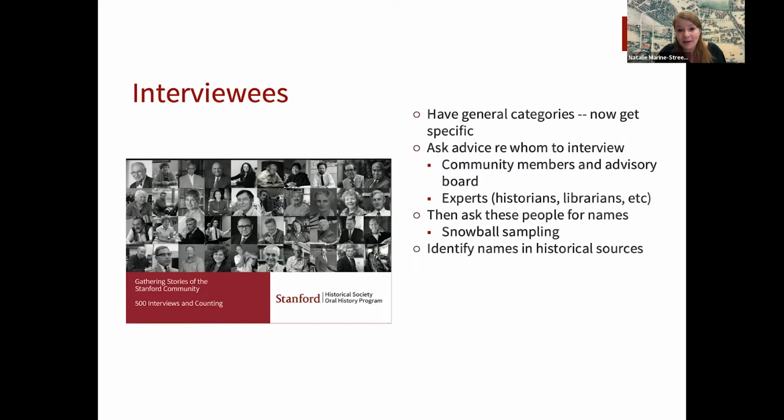You can also look back in historical sources. This is what we did for the Disability at Stanford project. We looked back in the Stanford Daily and found out who was the staff, who were the students' names that were mentioned, and we contacted those students. You can also post notices. If there's a community newspaper and you're looking to do a project, you could post a notice and see what comes of that.